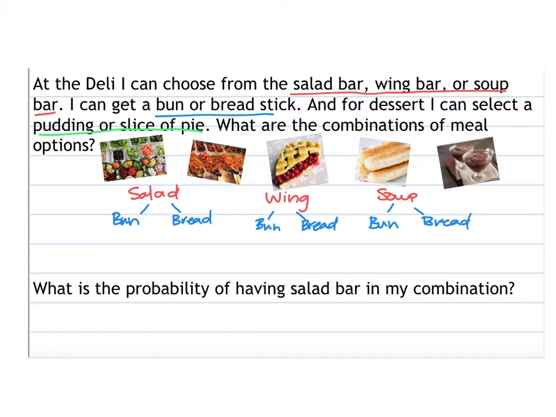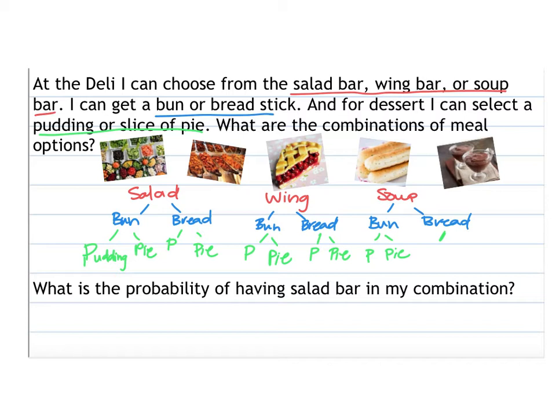Okay. Then after that, I have to pick dessert. So let's say I chose salad and a bun. Then I would need to choose either pudding, I'll have to write these out since they both are similar spelling, or I could have picked pie. If I chose salad with bread stick, then I could have picked pudding or pie. If I chose the wing bar with the bun, I could have picked pudding or I could have picked pie. If I chose the wing bar with the breadstick, I could choose pudding or I could choose pie. Okay, it's kind of continuing on. Are you noticing a pattern?